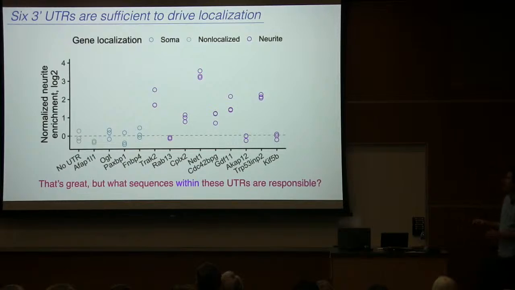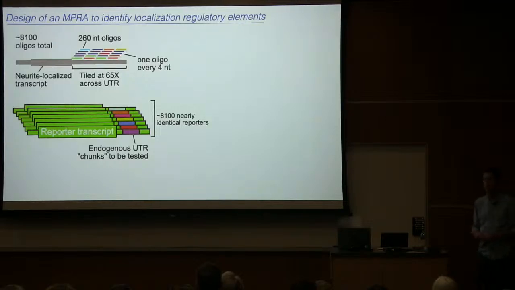To get at this, we designed a massively parallel reporter assay where we took these 3' UTRs and made a whole bunch of oligos, each of which was 260 nucleotides long, and we designed them such that they tile across these UTRs. We made it so there's 1 oligo every 4 nucleotides, so this is quite tight tiling. It ends up being about 8,100 oligos in total across all of the UTRs that we're testing. We take these oligos and integrate them into the same reporter transcript that we were talking about earlier. So now we have 8,100 different reporters, each of which is exactly identical except for the sequence of the oligo that we put in there.